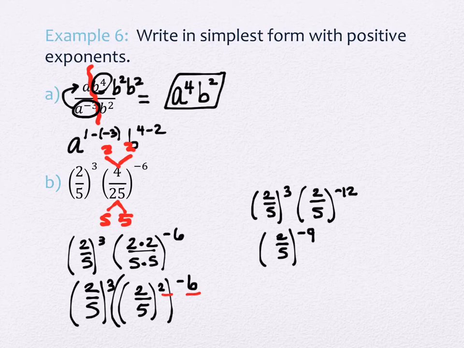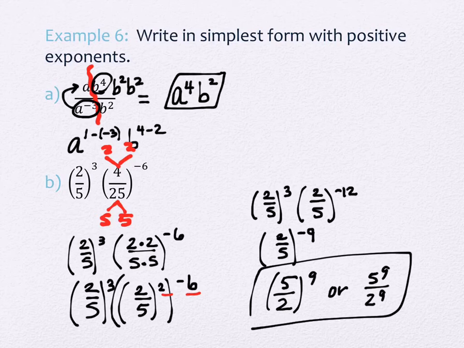Okay, this is simplified, right? I've got it as compact and combined as I can, but I do have one more piece of the directions that you were mentioning before, Leah, that exponents being positive business. How do I deal with that? Yeah, I can flip it. So this is actually 5 over 2 to the 9th. Or if you want to, you can write it as 5 to the 9th over 2 to the 9th. Either of those would be considered the simplest form of this rational expression.